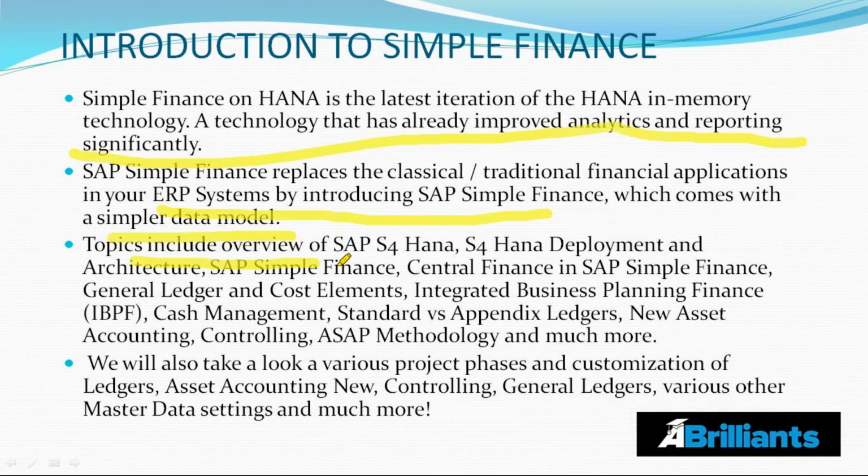Topics involved include an overview of SAP HANA, which we have just seen. We have looked at HANA deployment, and subsequently we are going to look at the architecture behind HANA, and it's going to give us that flow, wherein we are going to talk about central finance under HANA. We are going to look at the general ledger, the cost element, integrated business planning, cash management, and standards and appendix ledger as well.